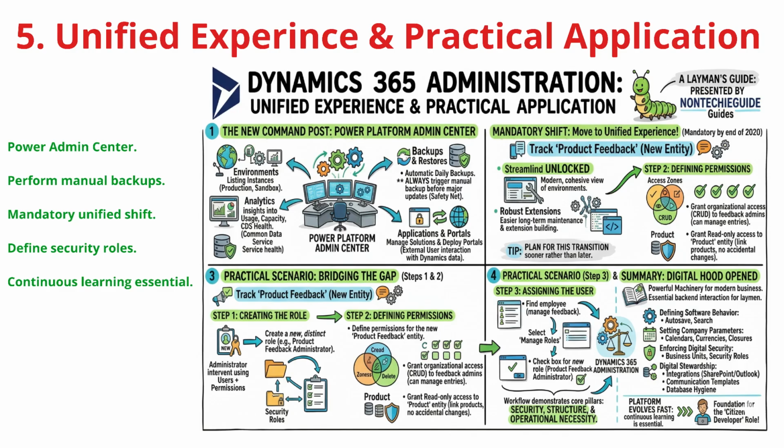Let's look at a practical scenario, tracking product feedback. Step 1. The admin uses users plus permissions to create a new, distinct security role, like Product Feedback Administrator. Step 2. Define permissions. We grant full organization access, CRUD, for the product feedback entity, but only read-only access for the main product entity to prevent accidental changes. Step 3. Assign the user. Find the right employee, select Manage Roles, check the new box, and click OK. This simple workflow demonstrates the core pillars of security, structure, and operational necessity.